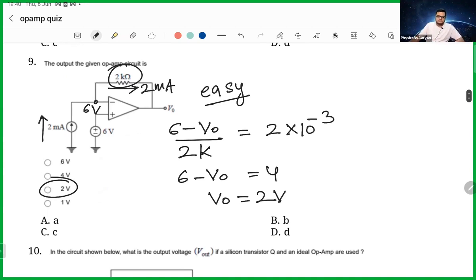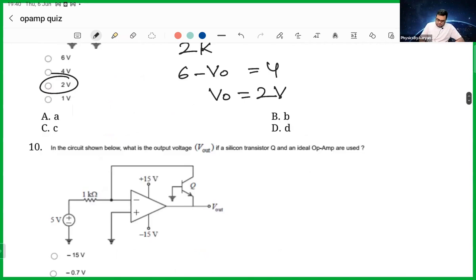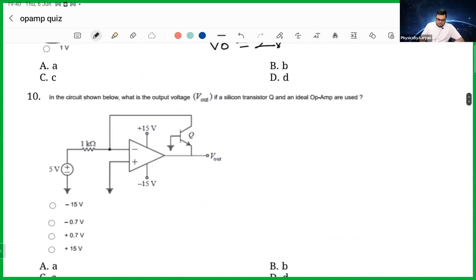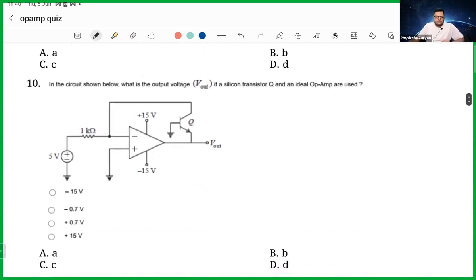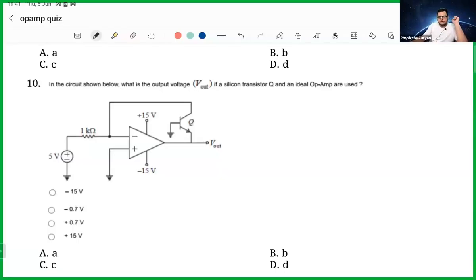Yeah, perfect. Okay, good. Now, the 10th problem is something we have to discuss. I think this is one of the interesting problems. So please think of it, and then let me explain how to do this question.